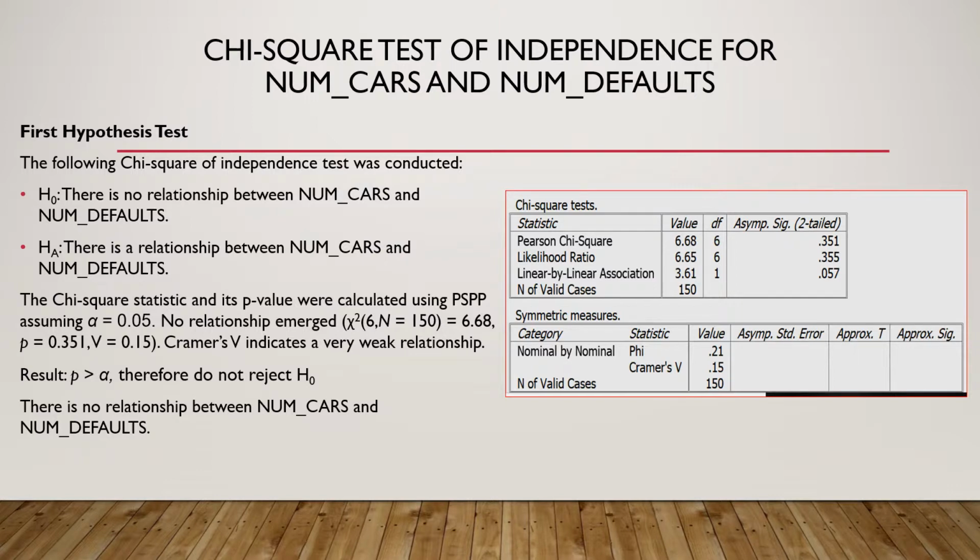The p-value was 0.351, which is greater than the alpha, which is 0.05. Therefore, we do not reject the null hypothesis. And Cramer's V-value is 0.15. If you remember from our previous slide, this indicates a very weak relationship. The conclusion is there is no relationship between numCars and numDefaults.